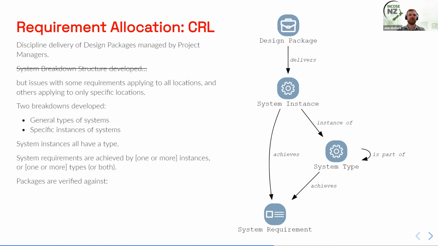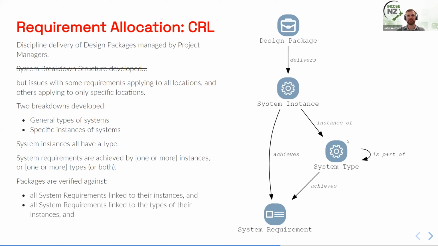And so what that means when we come to verify that our packages are meeting our requirements is we have to trace through this structure. So for a specific package, in order to find what requirements go with it, we would first of all look at all of the system instances delivered by the package and all of the requirements that go with them. We would also look at all of the instances and what types they are and what system requirements go with those types. And we'd look at all of the instances, all of the system types, and all of the parents of those system types and what requirements go with them.